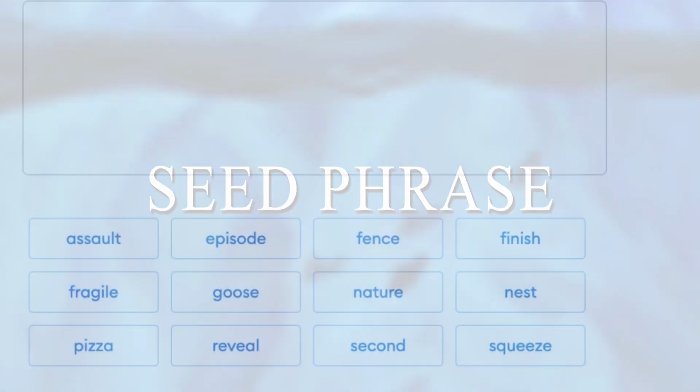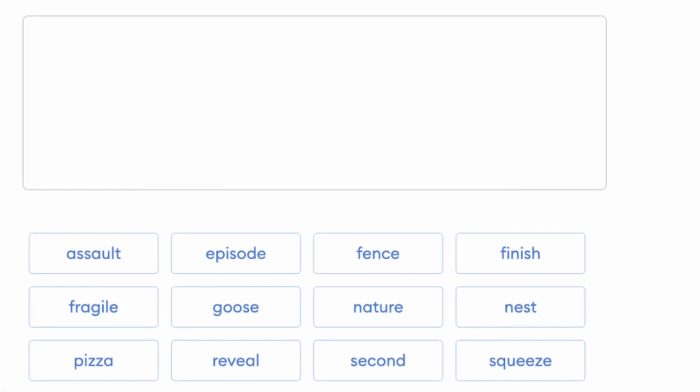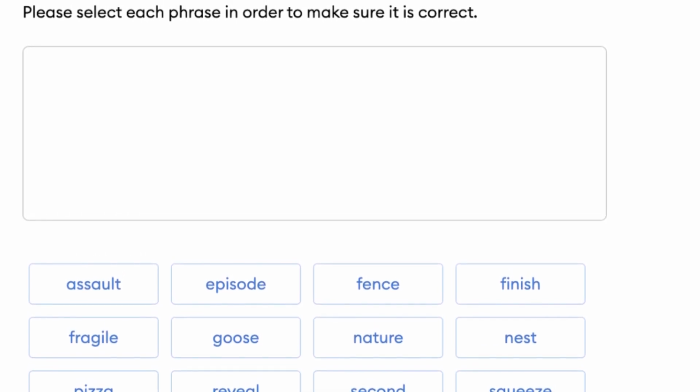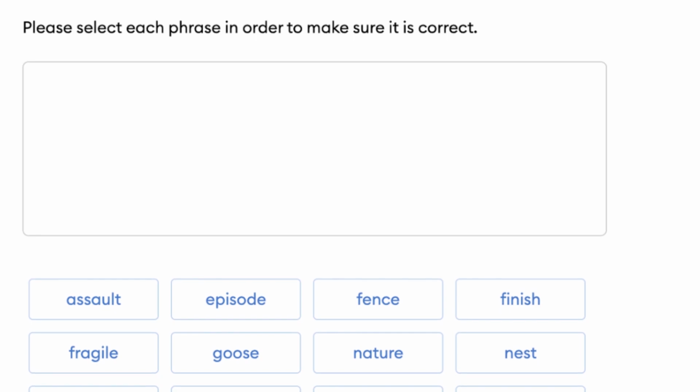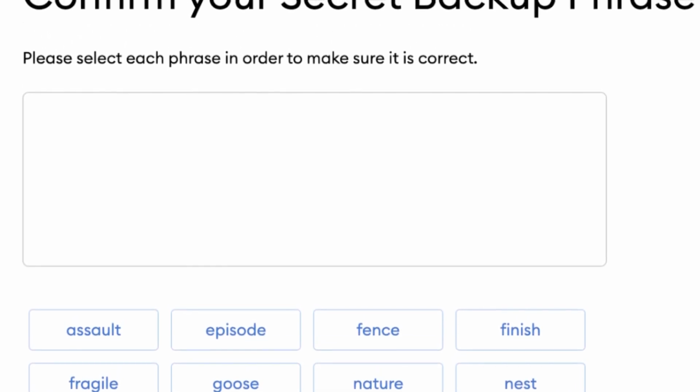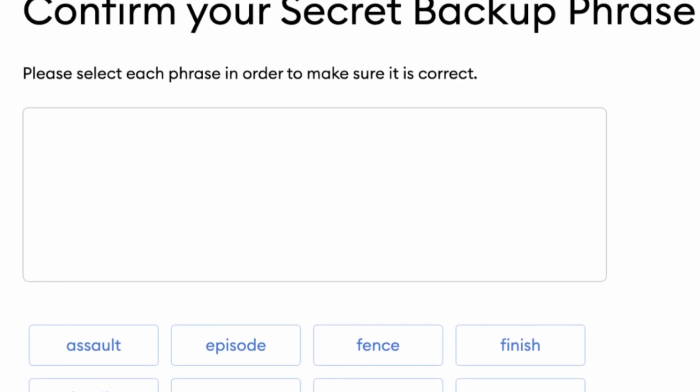Seed phrase. This is a group of random words generated by a crypto wallet when it's first set up. This is how you secure your wallet if you lose it. Let's say your computer breaks and it can't be recovered. You can use another computer to input your seed phrase into the wallet program and it will restore your wallet onto that computer.